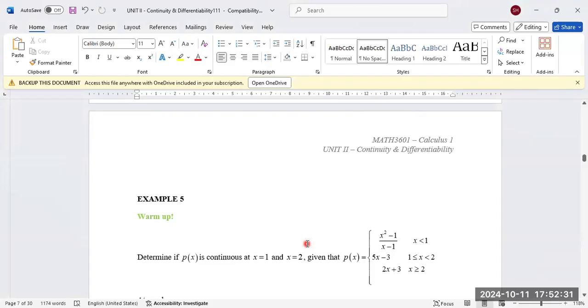Example 5, Kahim. I'm giving you 5 minutes to make sure that you do this one. The rest of you can do it too.